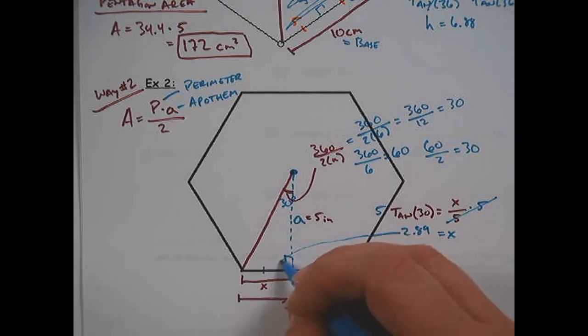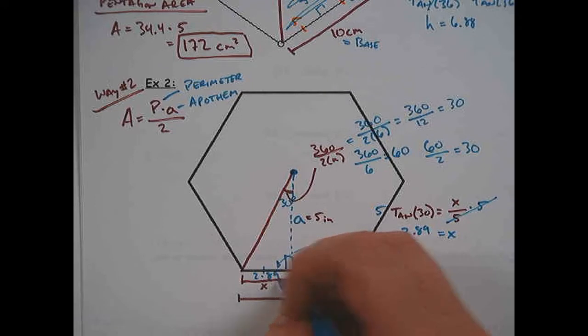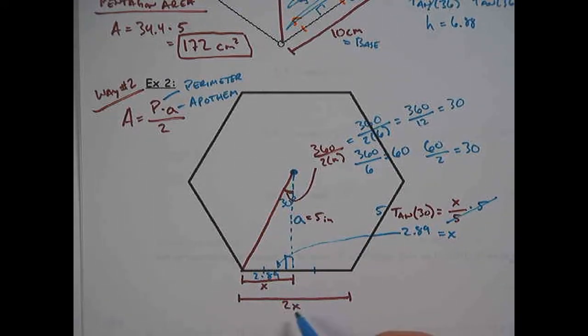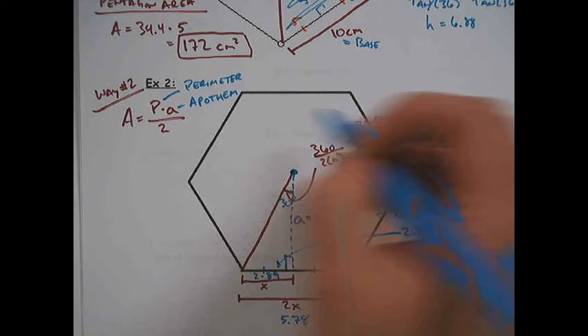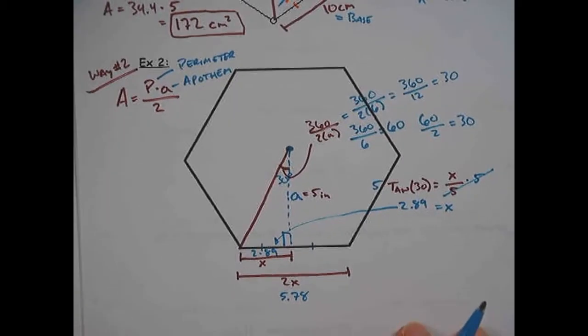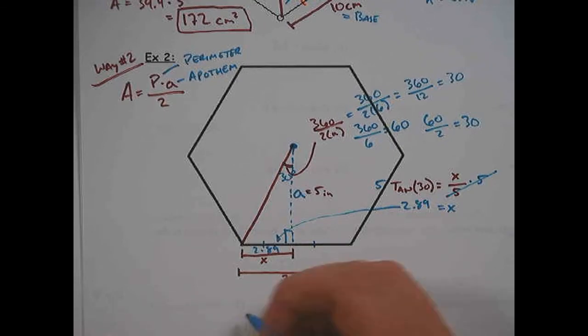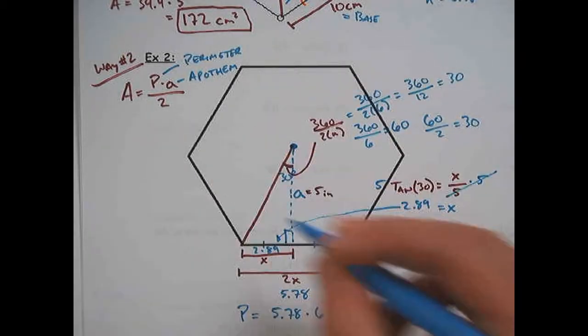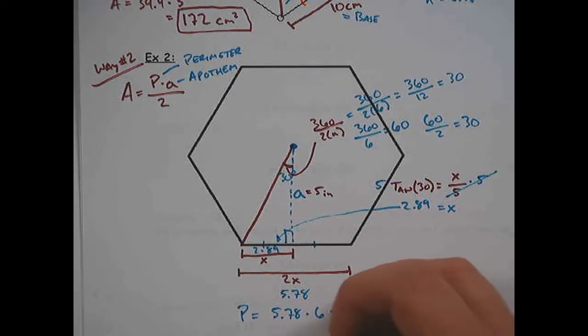So that's this down here, 2.89. So then if I multiply that by 2, because this is x and this is 2x, 2.89 times 2 gives me 5.78. So that's my side here. Then I can use that one side to find the perimeter of the entire thing because I know all my sides are the same since this is a regular polygon. So my perimeter is just going to be 5.78 times 6 because we have 6 sides. So that gives me 34.68.